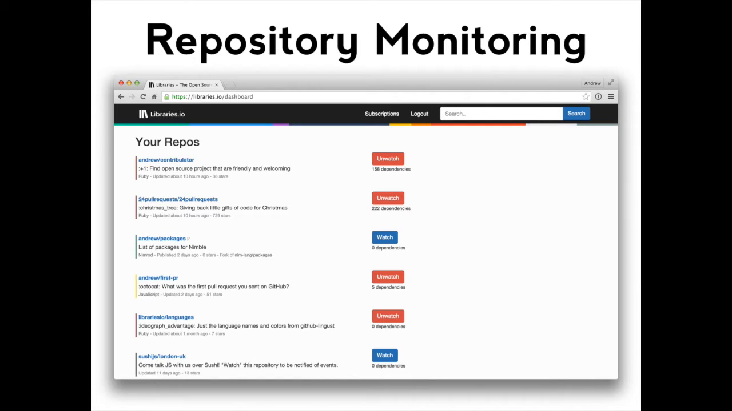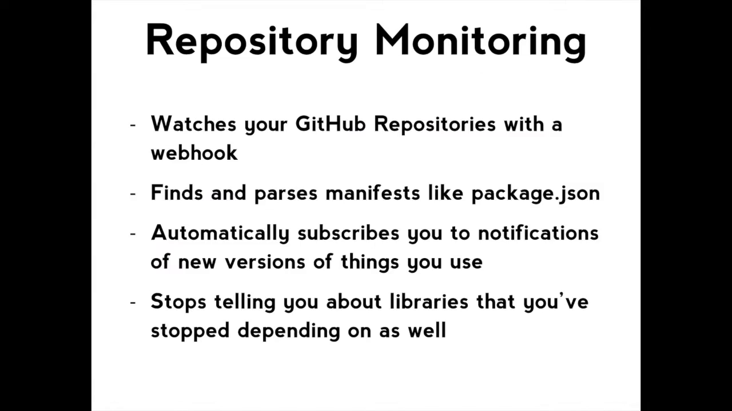If you hit the watch button on a particular repo, it will then put a webhook on GitHub, and it will be notified every time you push to master, and it will then go, you've added a new dependency in this push. I'll start telling you if there's new releases of that thing, or you've removed a dependency.